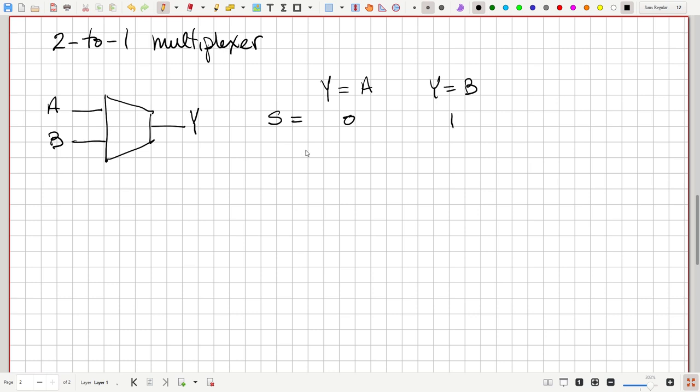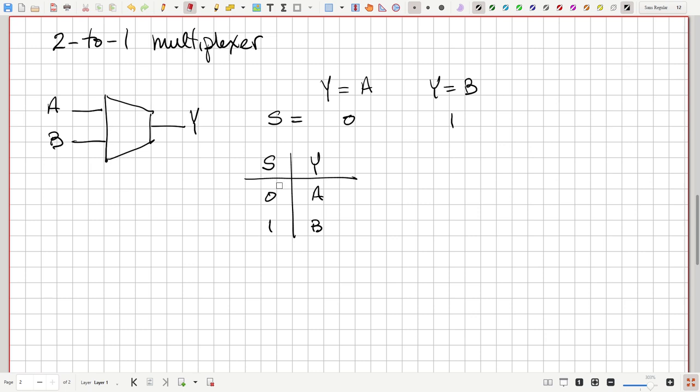Okay, so we could have a truth table that would look like this. It's a little different than we're used to. We'd say here's S and here's Y. When S is 0, Y is A. When S is 1, Y is B. And this is a little more abstract. For a given value of S, the value of Y is not a 1 or a 0, but whatever the 1 or 0 value of A is. Whereas if S is 1, it's whatever the 1 or 0 value of B is.